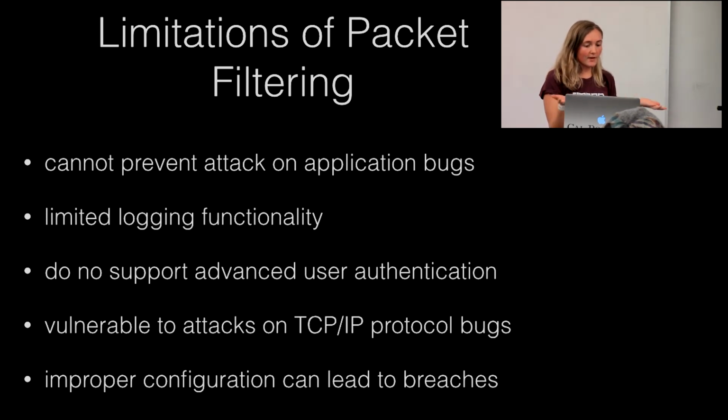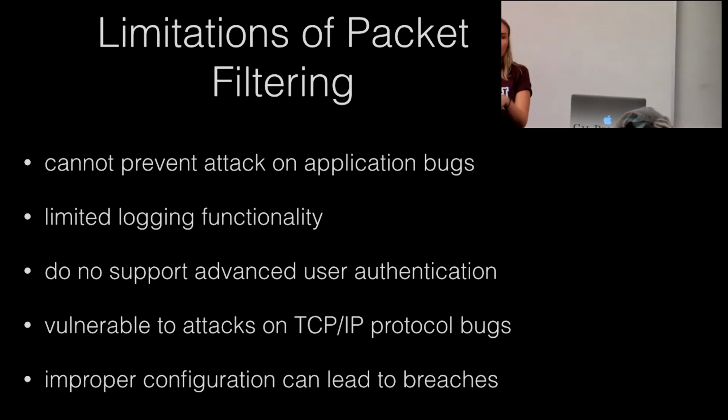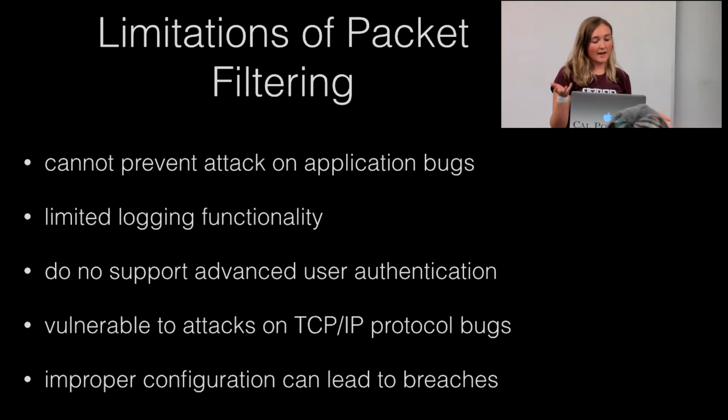For example, it can't prevent attacks on application bugs. If there's information in the packet, once a person receives the packet and opens up the information, there might be something bad happening there. There's limited logging functionality. It does not support advanced user authentication, and it's also vulnerable to attacks on TCP/IP protocol bugs. So if there's a bug with the actual protocol itself, which just happened, then it doesn't protect against that. And improper configuration can also lead to breaches. Those are the simple ones. You just look at a few things. Do you let it through based on the different information, or do you not let it through?